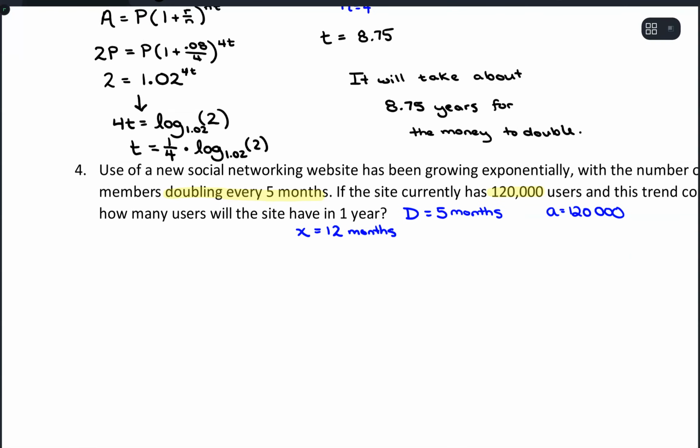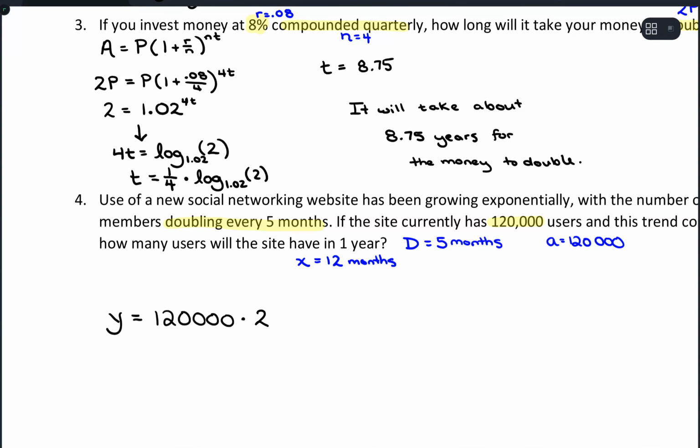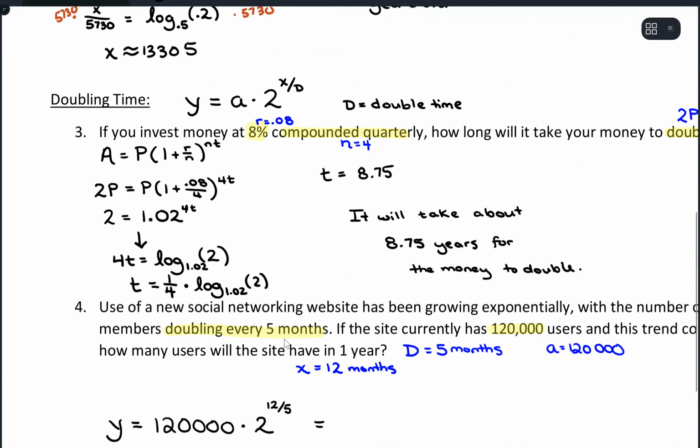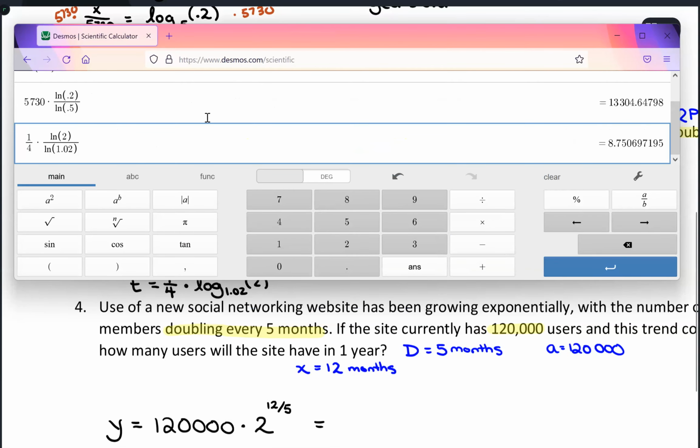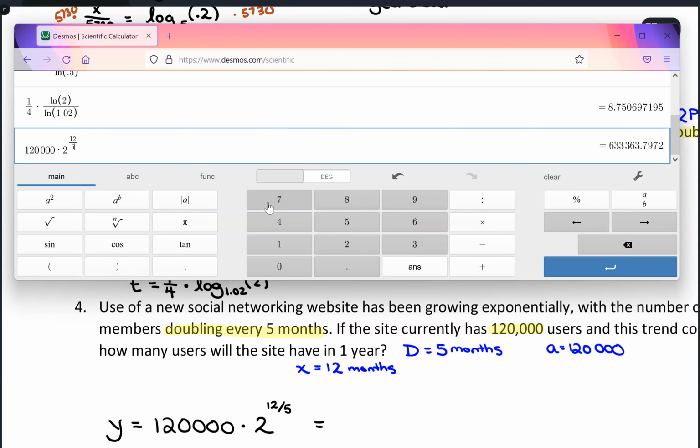So with this one, we're going to have y equals our initial amount of 120,000. The base for the exponent is going to be 2 since we're doubling. And then we're going to have x divided by d, which would be 12 divided by 5. So we're going to plug that into our calculator. I'll show you how to plug in a fraction for that exponent. So 120,000 times 2 raised to the power of 12, if I type in divided by 5, okay, that's all good.